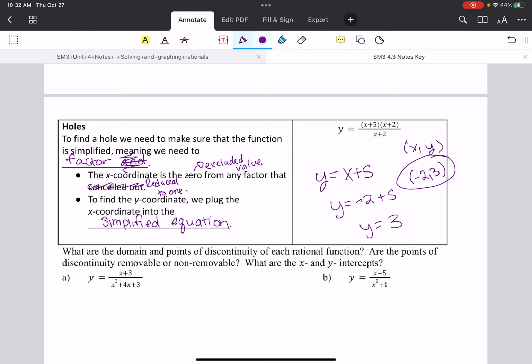What was the y value? Somebody else. Keegan, what is the y value of your hole? How do you find the y value? Plug in the x coordinate. Plug in the x that we found, the excluded value that reduced to 1. Yes. Okay.